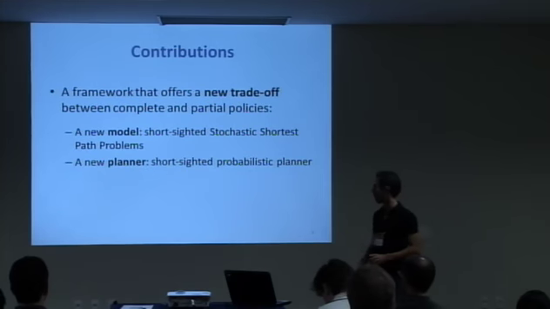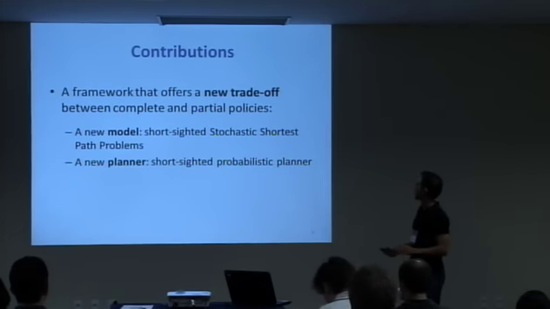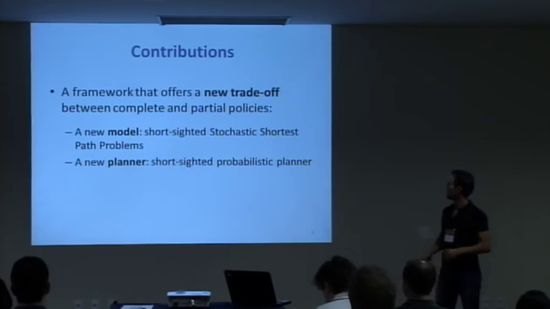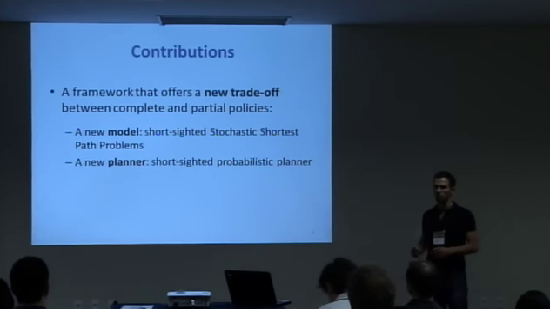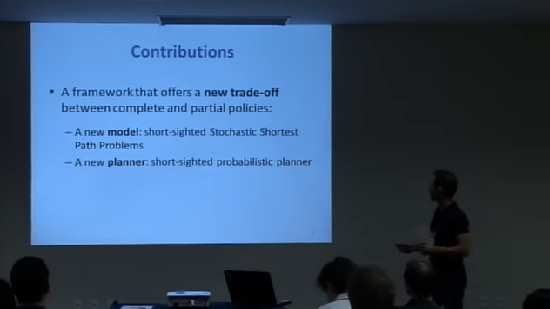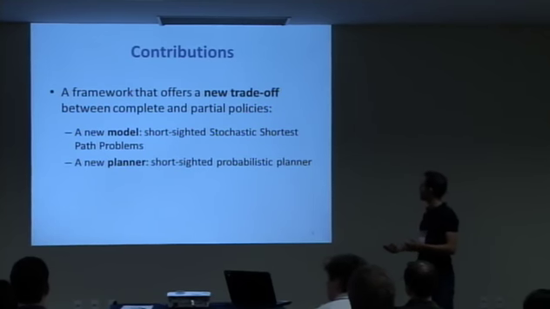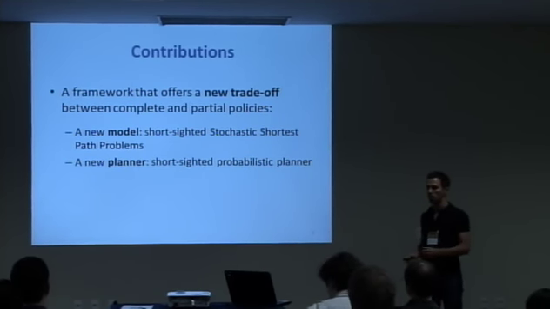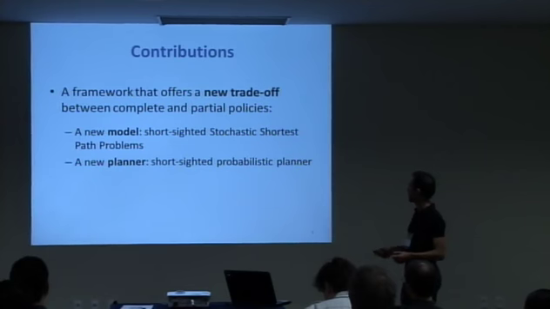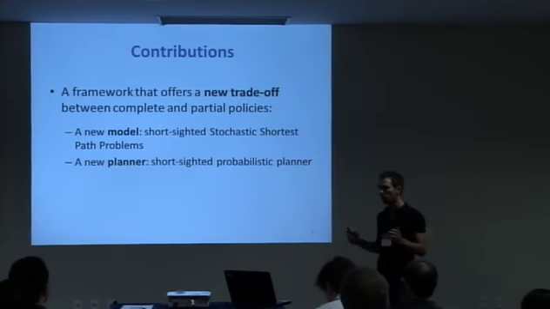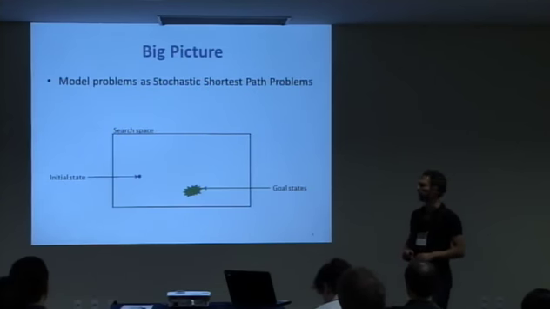So in this talk, I'm going to present a framework that gives a new trade-off between complete and partial policies. And this framework is composed of two parts. The first one is a new model that we call the short-sighted stochastic shortest path problems. The second part is a new planner that we call the short-sighted probabilistic planner. So here's the big picture of my whole talk.